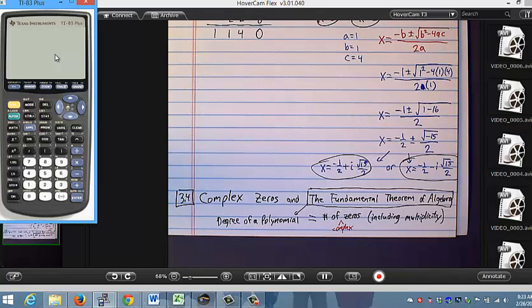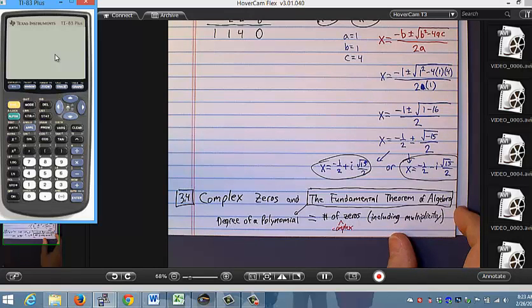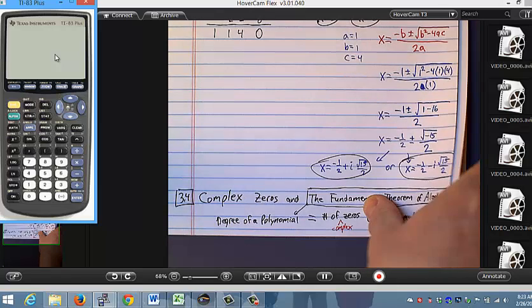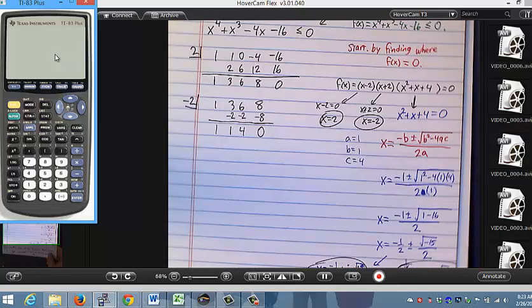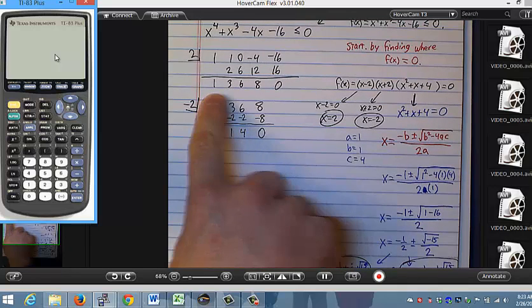Now, back to our, go ahead, Phoenix. Can I ask a question? Yeah. Back when we were doing synthetic division, we did 2, negative 2. Why did you divide negative 2 into something different than what we divided 2 into? You didn't divide negative 2 into the original polynomial. No, I didn't do it into the original. You know what I did it into? You did it into the quotient of number 2.